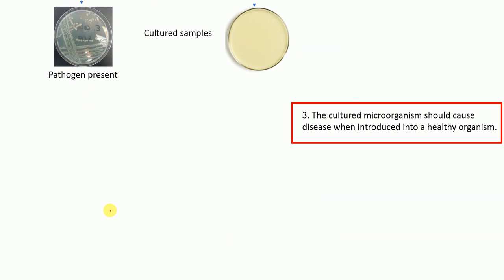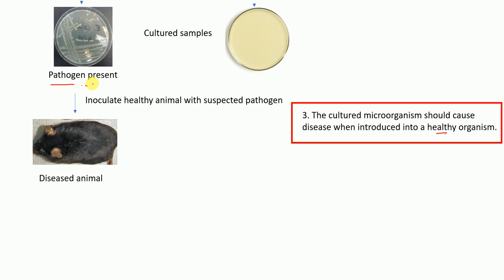So what does it say? It says that the cultured microorganism should be able to cause disease when introduced into a healthy organism. Okay, so we isolated the microorganism from diseased animals. So we have here the microorganism in the cultured plate. And when we inject or inoculate this isolated microorganism from the diseased animal into the healthy animal, this should be able to cause a disease in that animal.